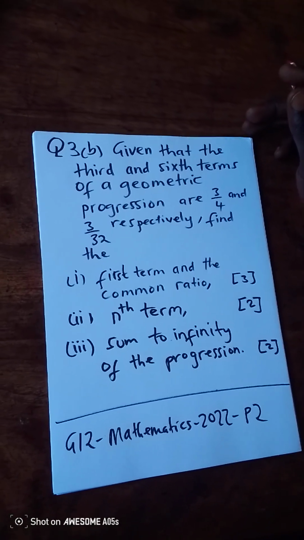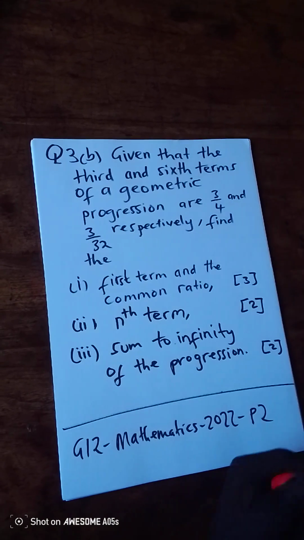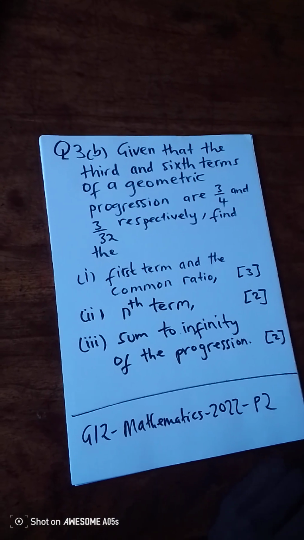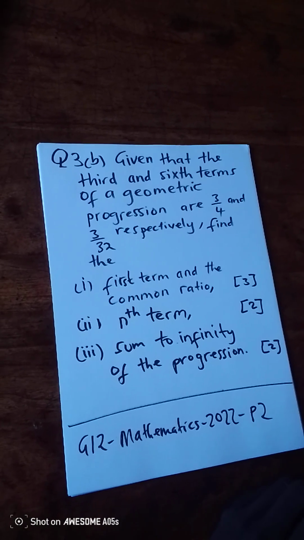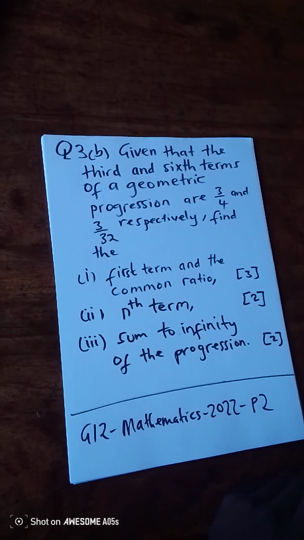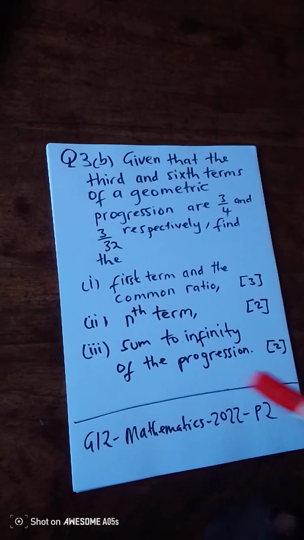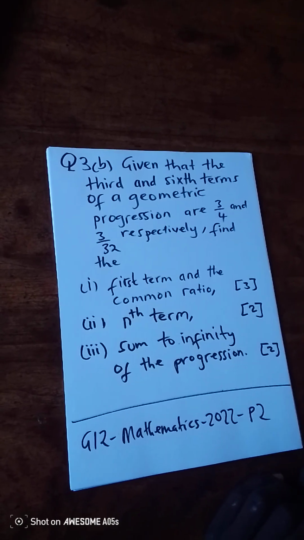It is saying, given that the third and the sixth terms of a geometric progression are 3 over 4 and 3 over 32 respectively, find the first term and the common ratio, then find the nth term, and then we find the sum to infinity of the progression.